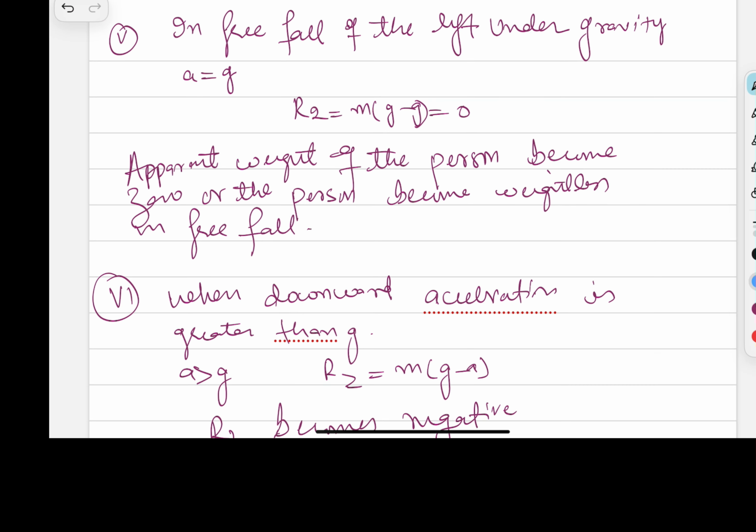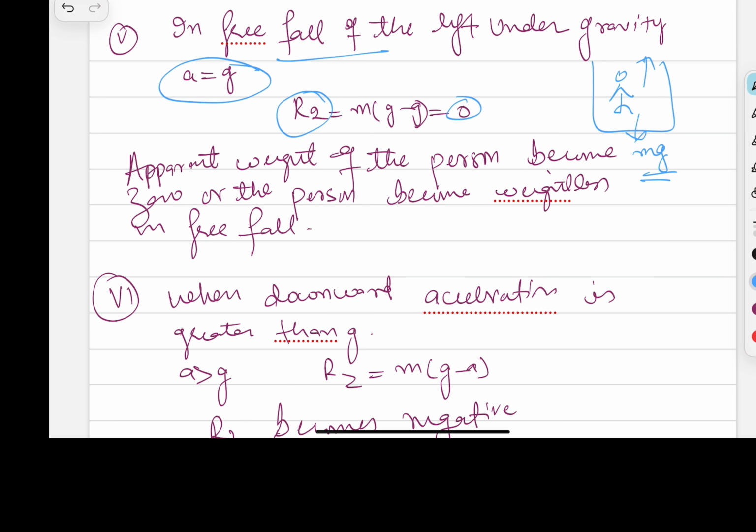Next case, in a free fall, the acceleration equals gravity, then R2 is equal to 0. If we are standing in a lift, there is no reaction, only the weight of the person is there, so you become free falling. The lift is moving, you are also moving, but you are free falling in that direction. So the apparent weight of the person becomes 0, and the person becomes weightless in free fall. You can jump here and you will feel no weight.